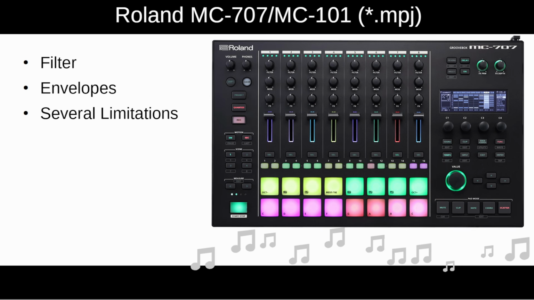If you need a few more parameters, the 707 and 101 also have a project format, and this is also supported now, and this gives you more data like filter and envelopes, but still has several limitations. Again, check that out in the documentation file.